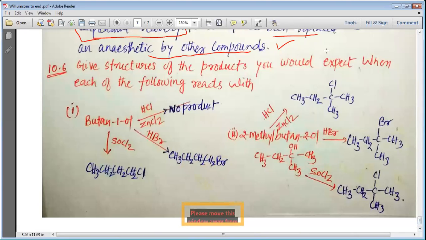But due to some reasons, what are the reasons? Unpleasant recovery and slow effect. Nowadays, it is not much used as an anesthetic.